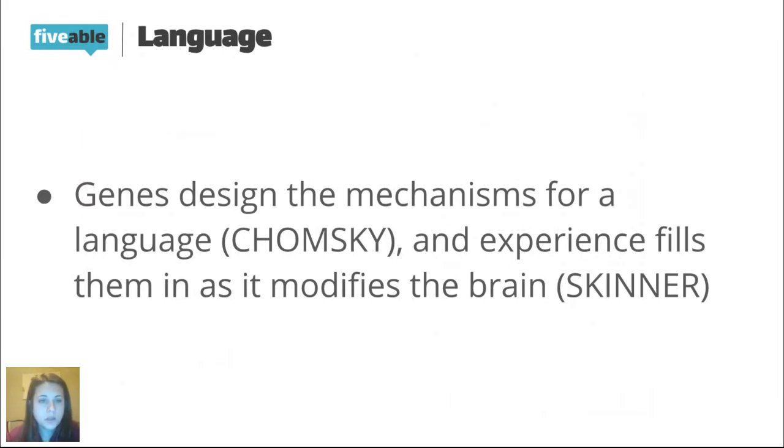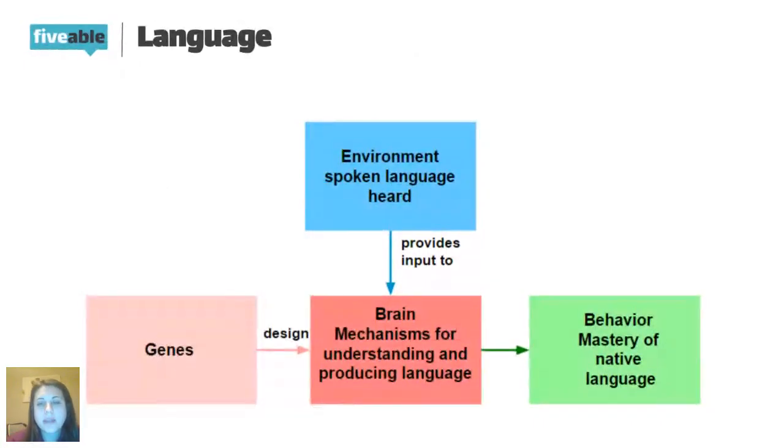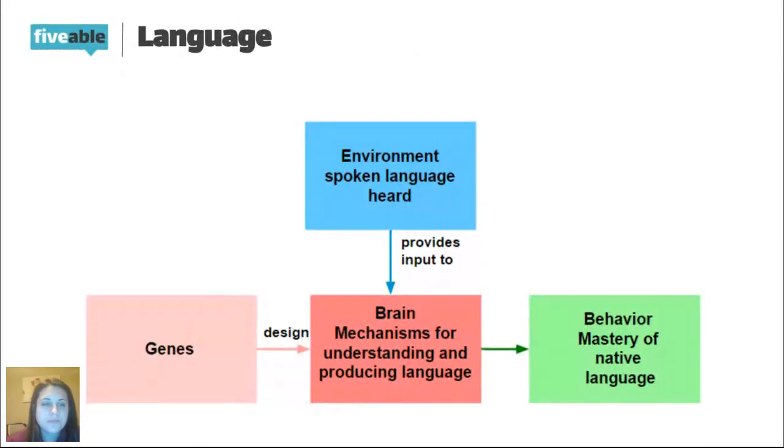So, oopsies, my slide's not switching. There we go. Oh, this handy flow chart, I forgot this was on here. I think this kind of summarizes the Chomsky-Skinner viewpoint. So the genes box is clearly Chomsky, the blue environmental box is Skinner, and then we put it together and develop a mastery of a native language.